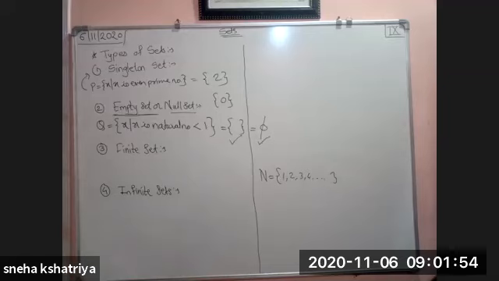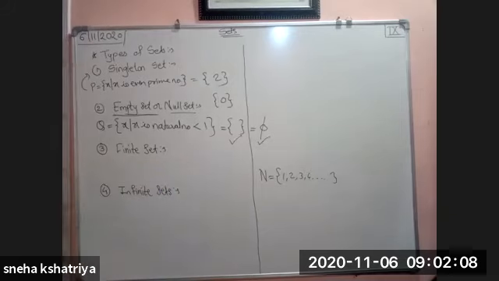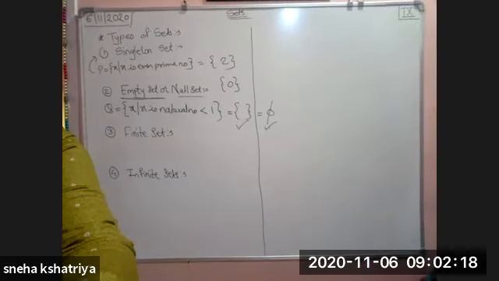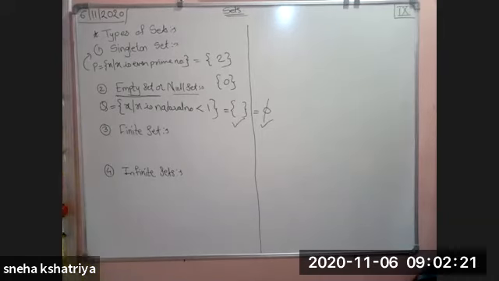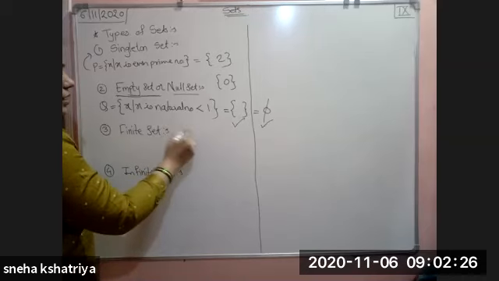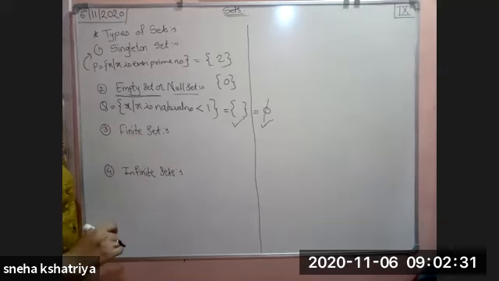Okay. Now the next one is what? Finite set. What is a finite set? A finite set means a set in which we can count the numbers. The set in which we can count the elements, how many elements there are. That kind of set is called a finite set.